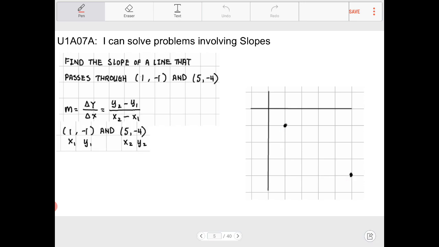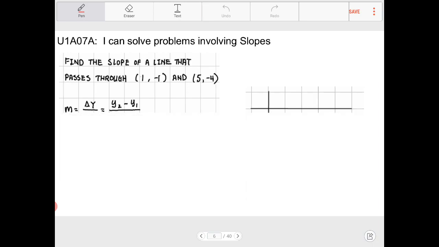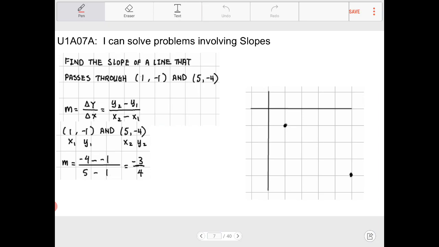If we apply the formula and I label x1, y1 and x2, y2 on the two points that are given, I can directly substitute those values into the slope formula, and I find that my answer does indeed turn out to be negative. It is -3/4. So we go down 3 and we go over 4.